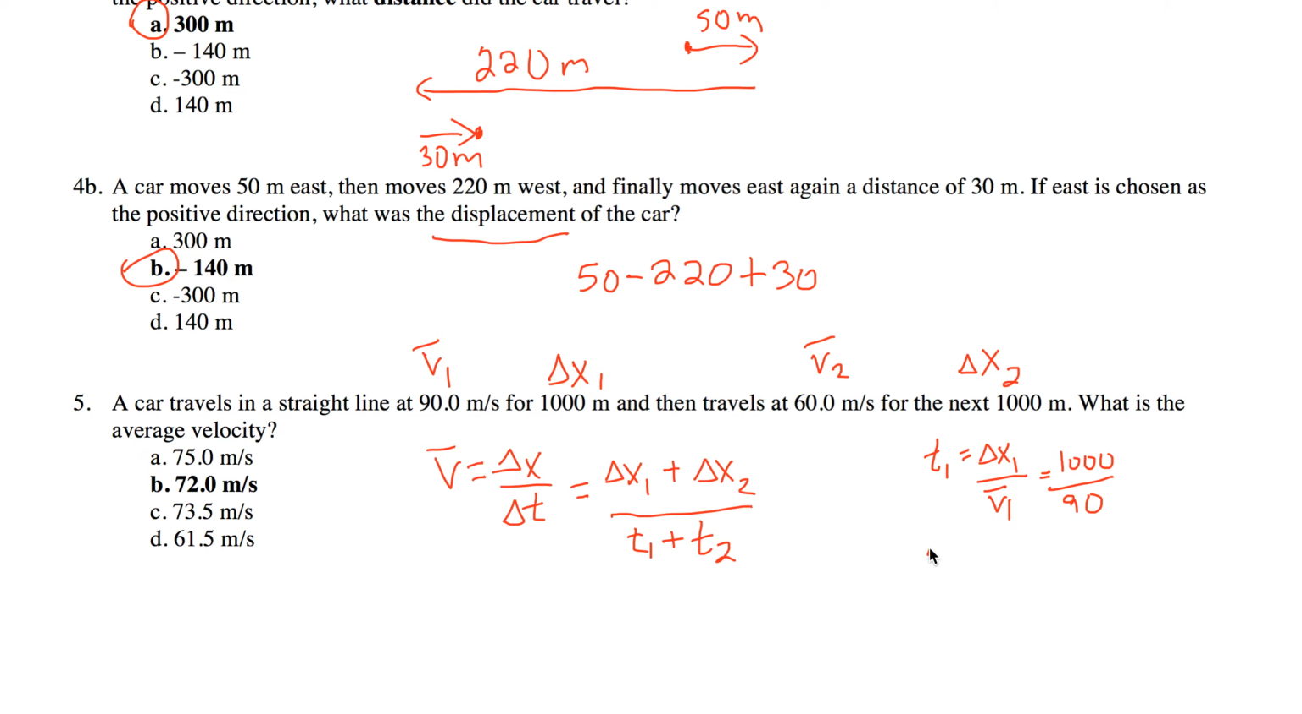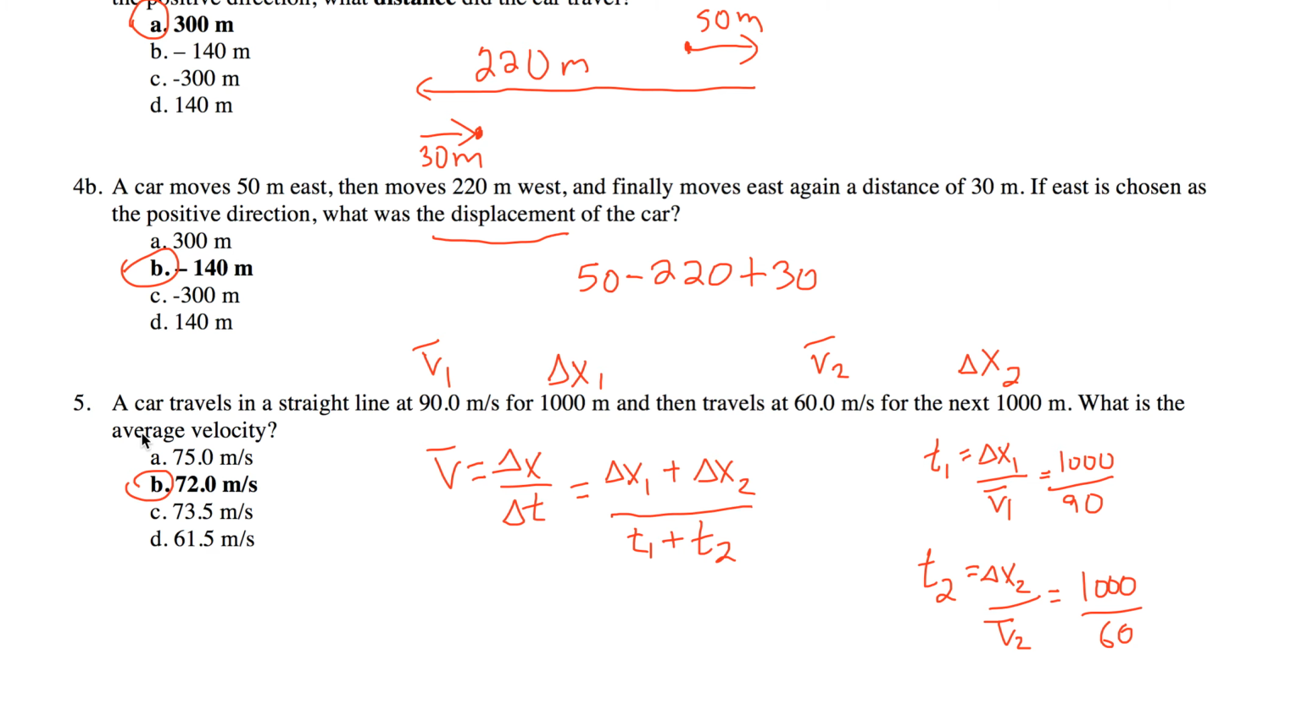And then we're going to do the same thing for time 2. We're going to plug in delta x2 divided by v2. So we're going to plug in 1,000 divided by 60. I don't have my calculator handy with me right now, but you're going to get two different times here that you're going to plug in here in the denominator. And in the numerator, you're going to plug in 1,000 plus 1,000. And when you work it out, you should get 72 meters per second.